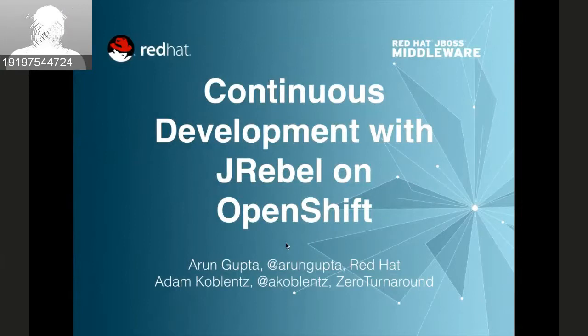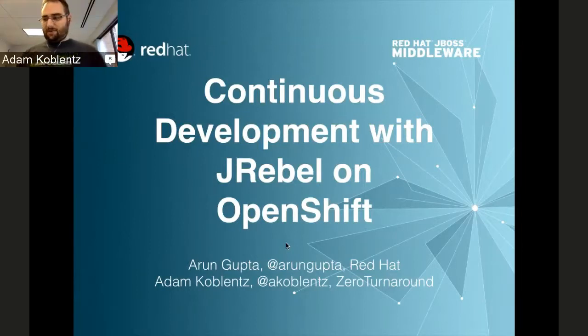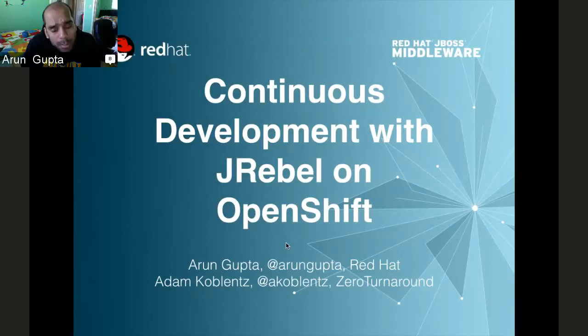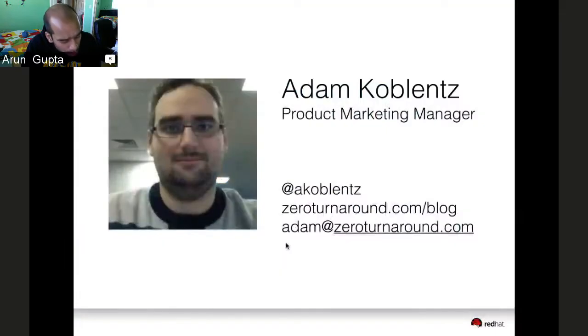Today's briefing is about continuous development with JRebel on OpenShift. We have Adam from ZeroTurnAround here, and we have Arun from Red Hat. I'll hand it over to you, Adam. Thanks. I think actually Arun is going to be kicking us off. Yeah, sure. Absolutely. Thank you. Well, as Mike said, it is about continuous development with JRebel on OpenShift. So we should be able to show you the relevance of both JRebel and OpenShift and how they work very well with each other. So with that, Adam, your time.